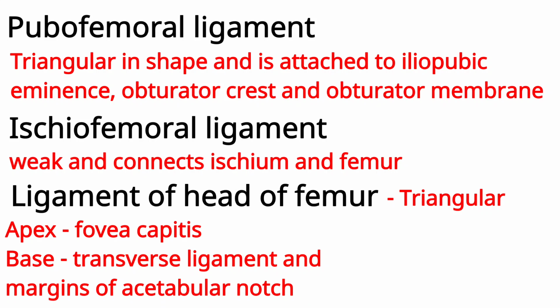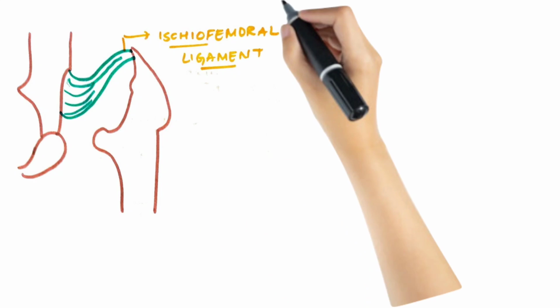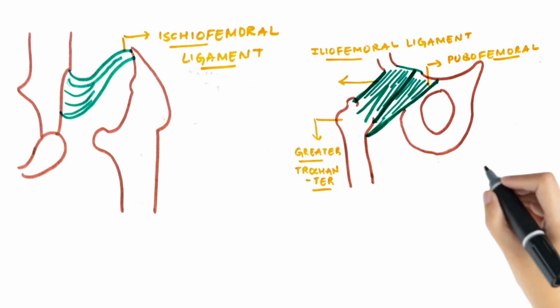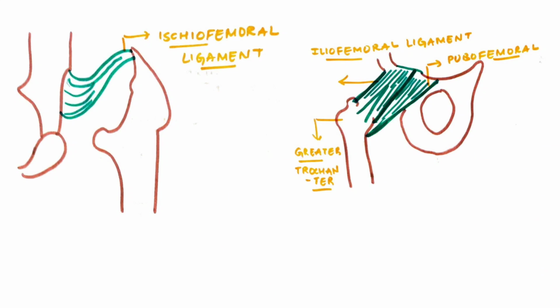The next ligament is the ischiofemoral ligament. The ischiofemoral ligament is comparatively weak when compared to the other ligaments we will study today. It is a little bit weak and it connects, as the name suggests, the ischium of the hip bone to the femur.